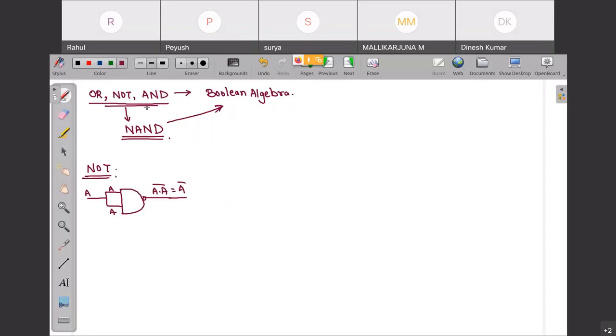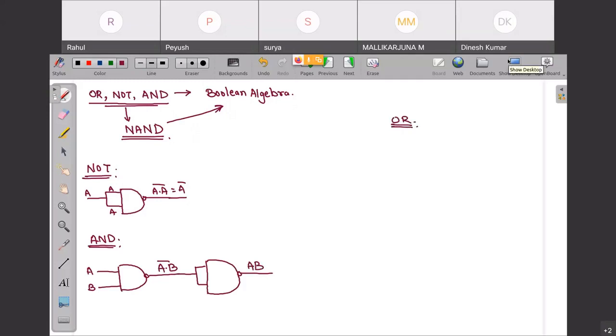Now if you want to construct AND gate, that will be this: this is A, this is B, this is A dot B whole complement. Now simply if I pass it through a NOT gate, I will be getting AB. Now I want to ask you, can you design this OR gate? Very quickly do, all of you.